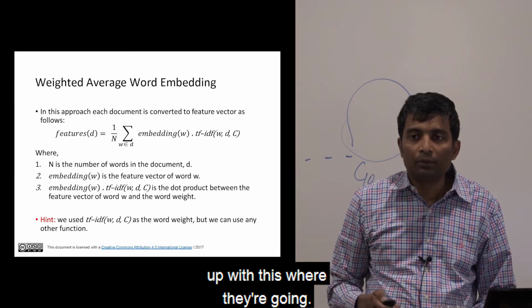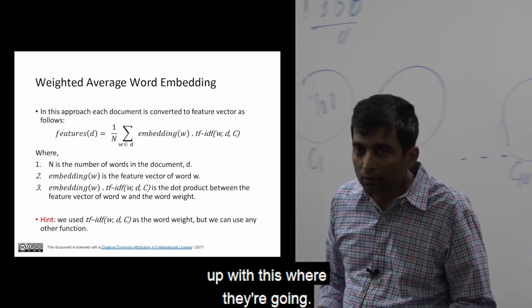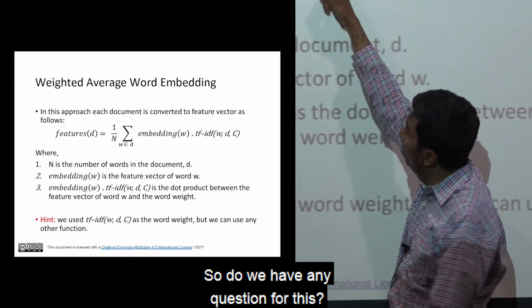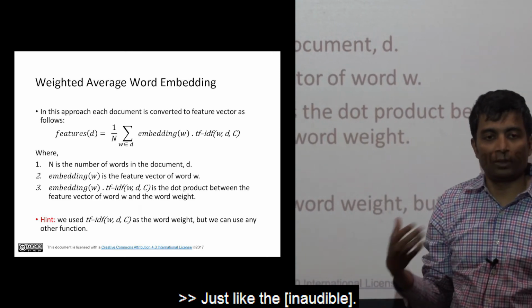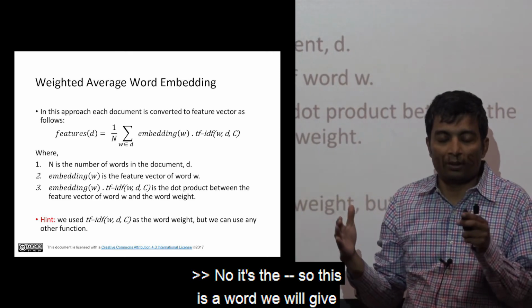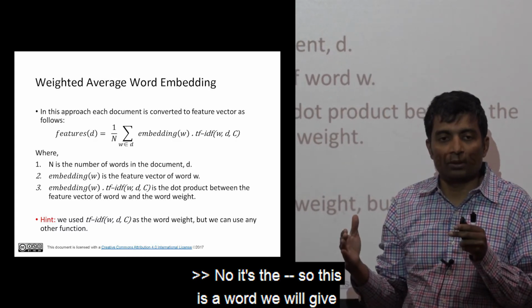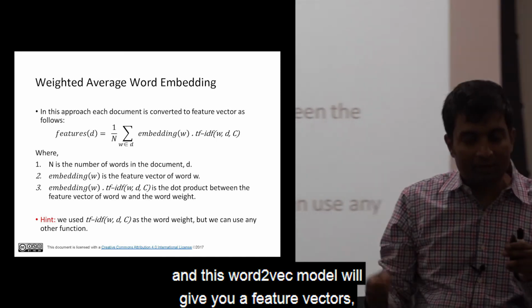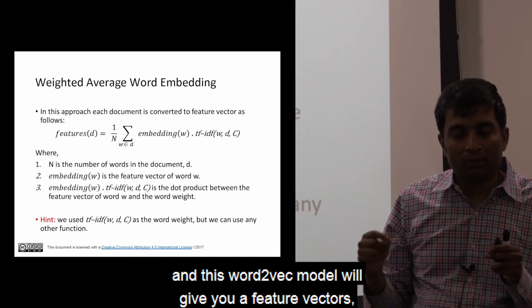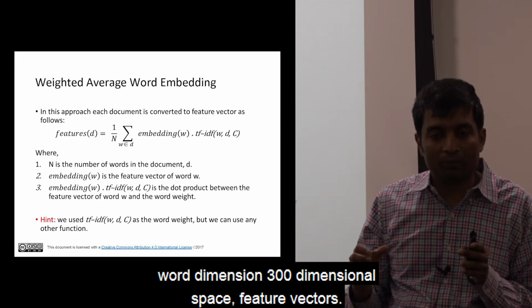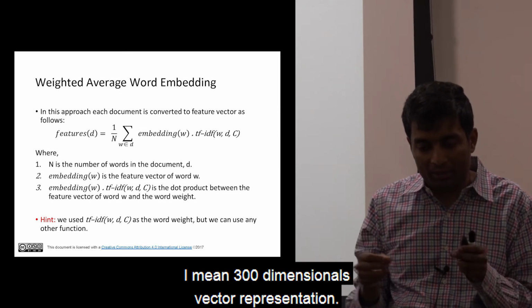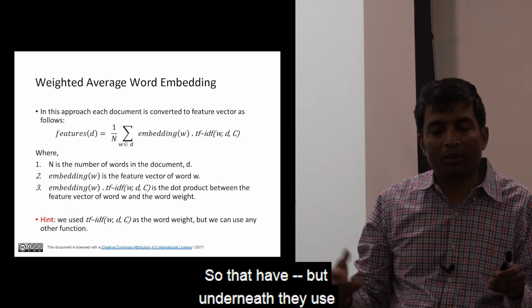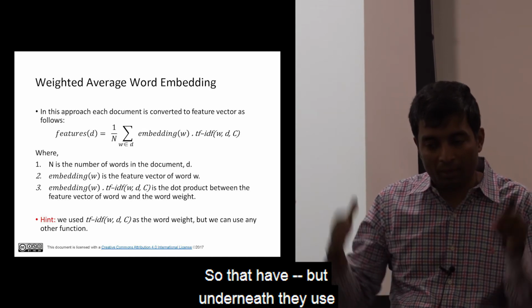No, so this is a word we will give, and this word2vec model will give you feature vectors, lower dimension, 300 dimensional space feature vectors. I mean 300 dimensional vector representation. But underneath they use the word2vec model or word embedding. The idea is they consider all the surrounding words from the training data. They take each sentence, and for a given word they try to identify the surrounding words or the context, and then from there they train an optimization function, pre-train the model and come up with the vector representation.